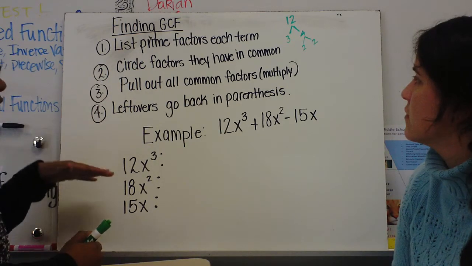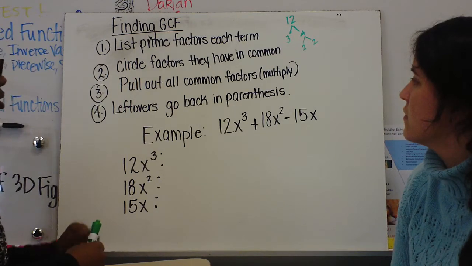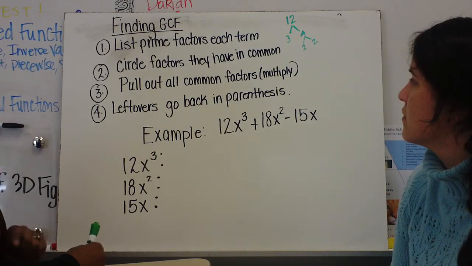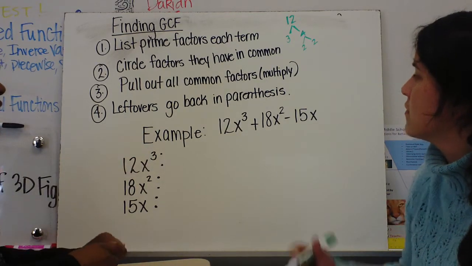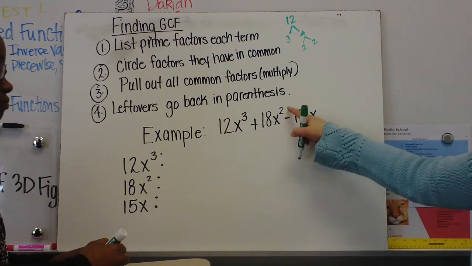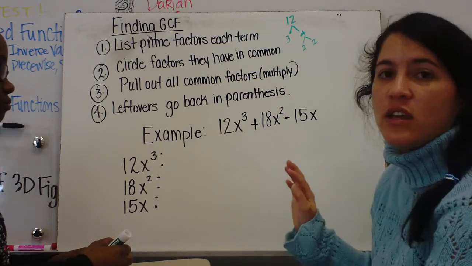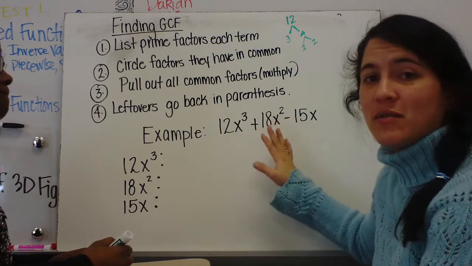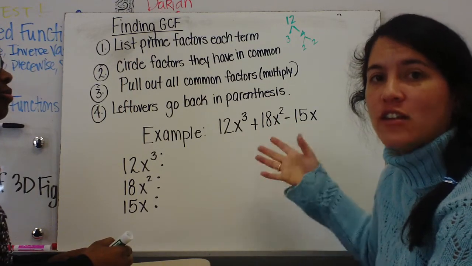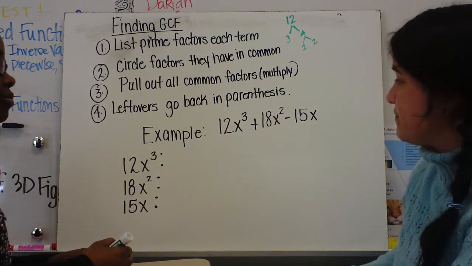Second step, once you break down the prime factors for each term, you're going to circle all the factors that they have in common. Then you're going to pull out all the factors and multiply them, and all your leftovers are going to go back in the parentheses. So we're going to do example 1. Our first example is 12x cubed plus 18x squared minus 15x. This is a trinomial, and we can't add or subtract them because they don't have like terms. It's not a multiplication problem. So the directions are find the greatest common factor. We are going to look for a common factor.